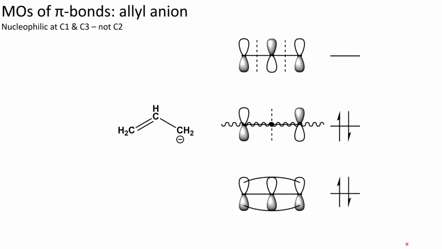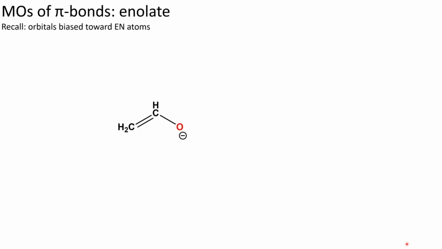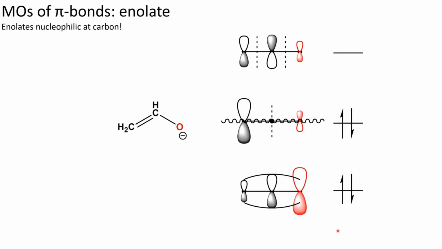Now, the 3-carbon system is also very interesting, or the 3-atom system, I should say. The 3-atom system is also very interesting in the enolate. Enolate has the electronegative oxygen. Orbitals are biased towards electronegative elements. So what does the MO picture of the enolate look like? Well, it looks like this. Enolates are negatively charged. They are nucleophiles.